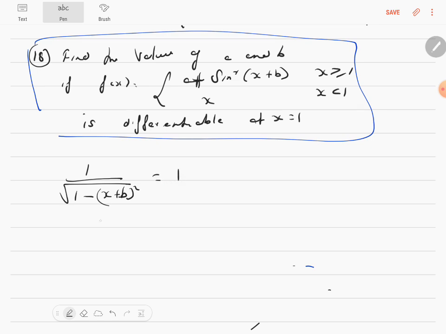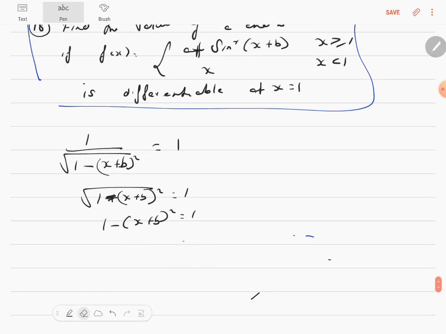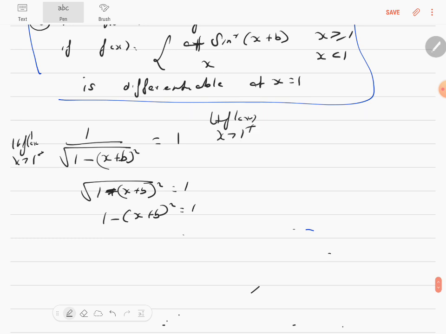So thus you get root of 1 minus x plus b the whole square is equal to 1. Squaring both sides, 1 minus x plus b the whole square is equal to 1. But you know that this is for the limit f dash of x, where x is tending to 1, be it from the left and the right. This is from the left and this is the limit of f dash of x tending to 1 from the right. So you can directly substitute 1 here, so it's 1 minus of 1 plus b the whole square is equal to 1.